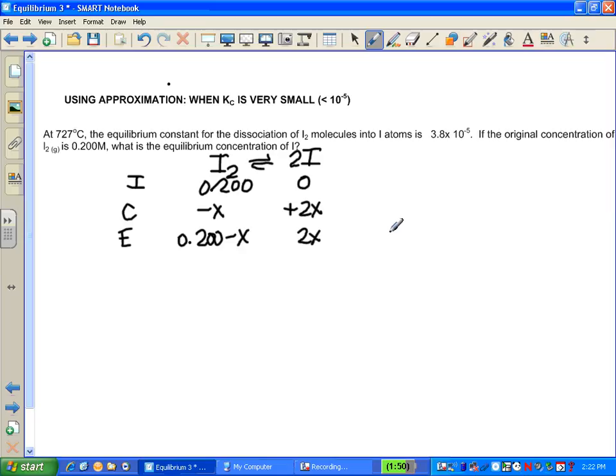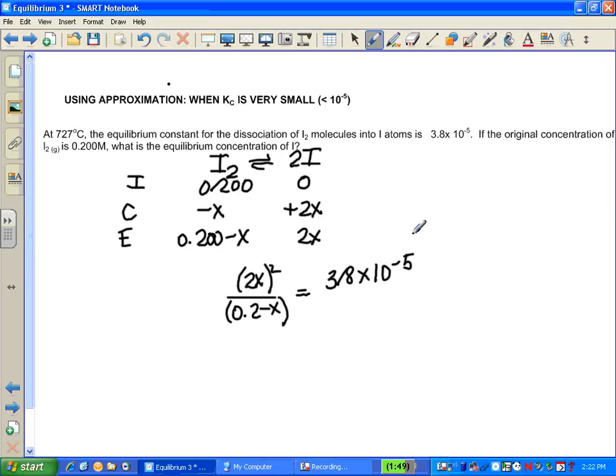So as you can see, the ICE chart looks very similar. The problem-solving approach is very similar to the previous ones. We need to know what x is in order to answer the question. To solve for x, we always sub into the equilibrium law, which in this case is I squared. So we've got 2x all squared divided by I2, and that's equal to 3.8 times 10 to the negative 5.